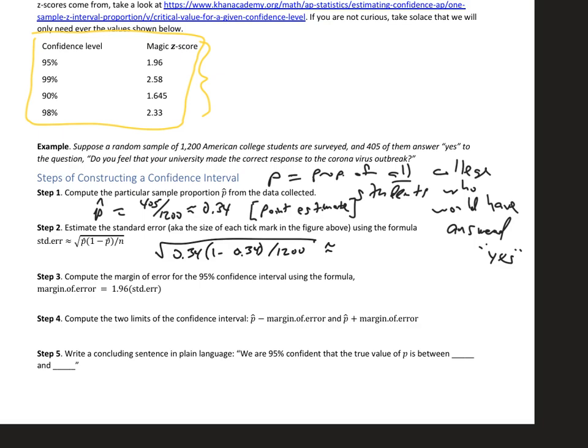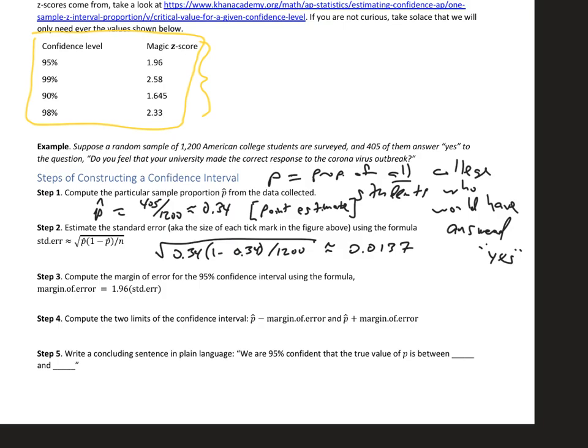But we should get 0.0137. That's what I got. The most common error there is not having that division by 1,200 before you take the square root. So you want to do all that stuff under the square root sign and then just take the square root of that answer.